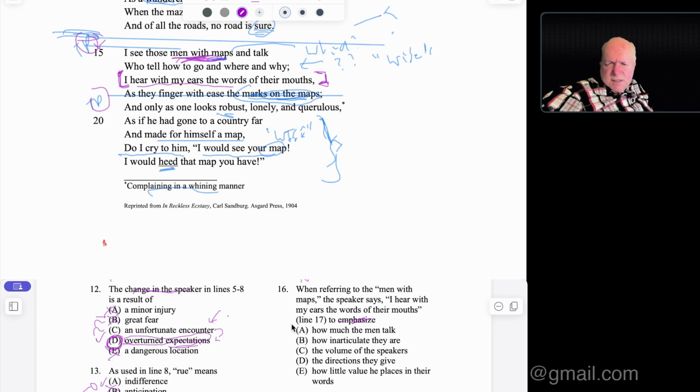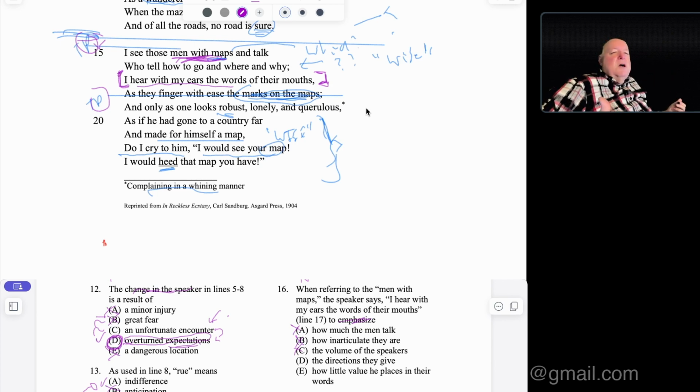So it doesn't seem to be how inarticulate they are. In fact, he's saying they are articulate. So B doesn't make sense. Okay, the volume of the speakers. Again, I think he's not particularly saying they're yelling, but they're certainly there. And he is doing comparison to the one guy he eventually wants to speak to, who he's saying is just kind of quiet there. He might be muttering to himself, right? It does say he's complaining in a whining manner, but maybe he's complaining about the other guys with the maps, but he's not particularly yelling or fighting with them.